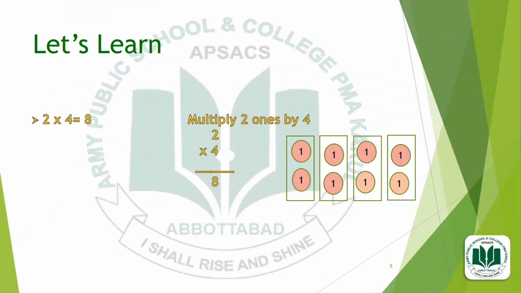Now we start this multiplication with the simplest example, 2 multiplied by 4. Here you can see on the screen that there are 4 groups of 2. And then we can write the question in vertical form. 2 multiplied by 4 becomes 8. So 8 is the product of 2 and 4.